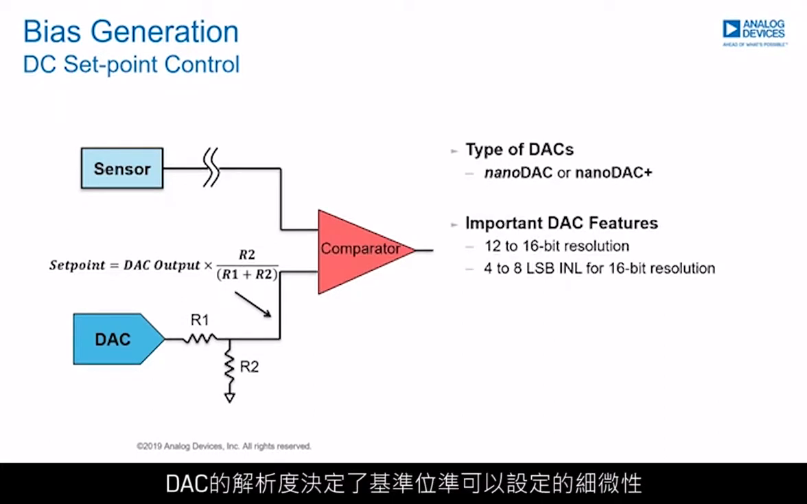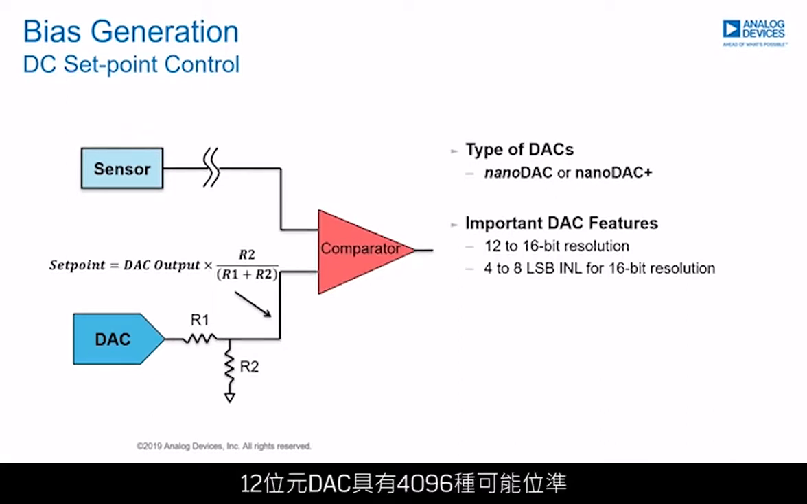The resolution of the DAC provides the granularity with which you can set the reference level. A 12-bit DAC has 4096 possible levels. The linearity of the DAC, that is its INL specification, gives the deviation between the ideal DAC output voltage and the actual value set by a particular part. The lower the INL, the more accurate the converter.